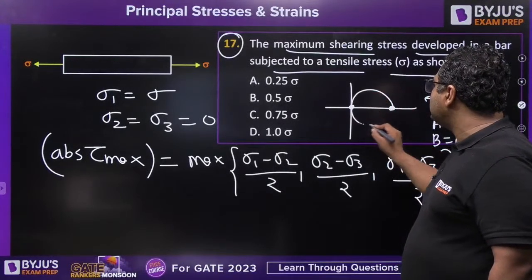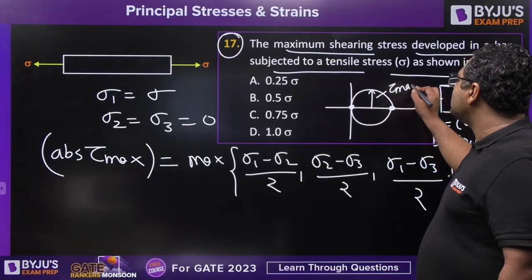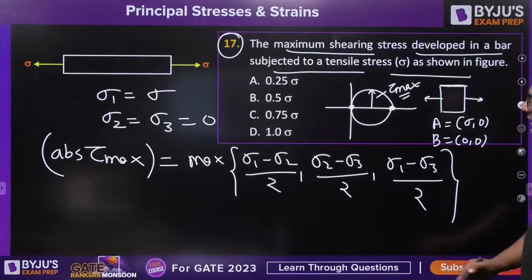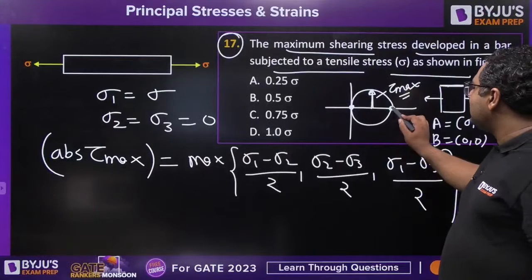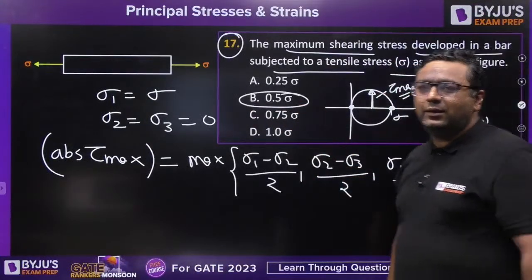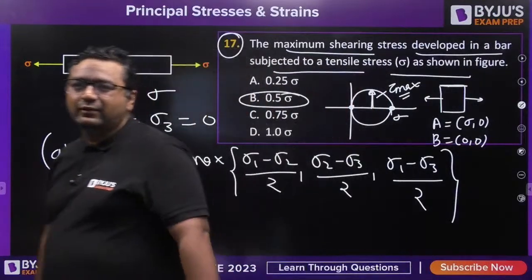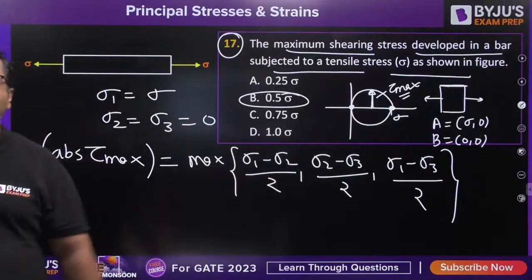This would be the Mohr circle, and the radius of the Mohr circle is the maximum shear stress. So you can see the radius of Mohr circle is the maximum shear stress. If this value is sigma, the radius is sigma by 2. This is not a pure shear state of stress.